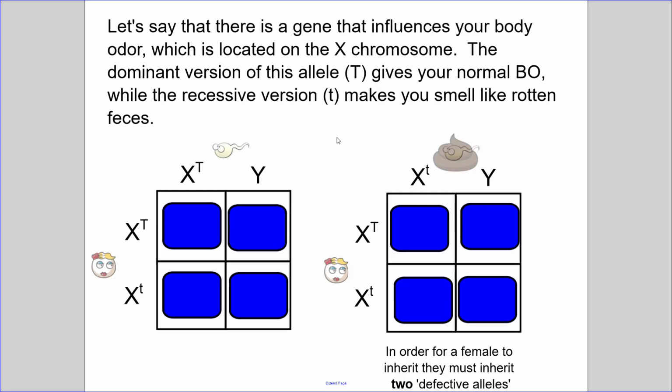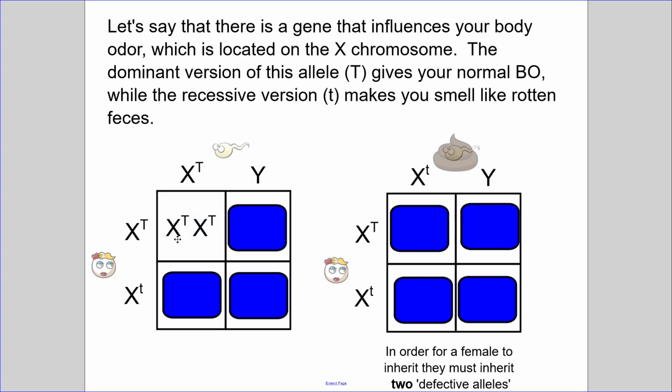So as a silly example, let's say that there's a gene that influences your body odor, which is located on the X chromosome. The dominant version of this allele, which we'll say is capital T, gives you normal BO, or normal body odor, while the recessive version makes you smell like rotten feces. All right, so here is a regular male. This is normal BO, and here's a carrier female. She smells fine, but she does carry the bad allele.